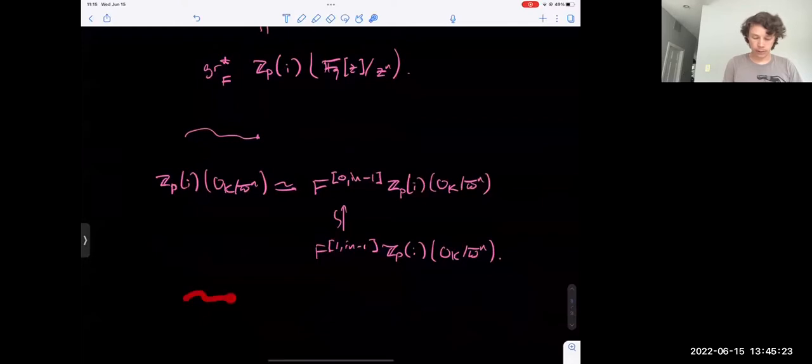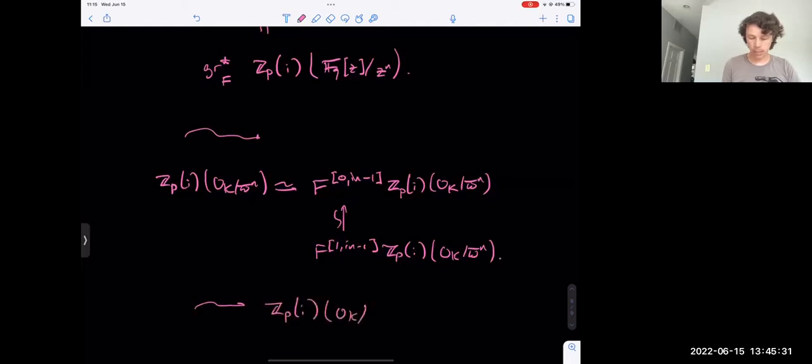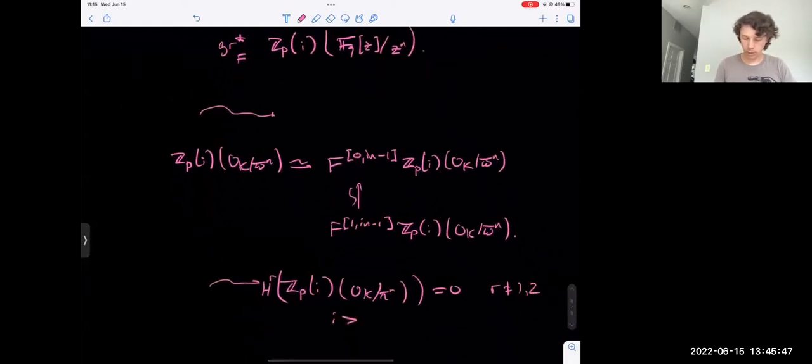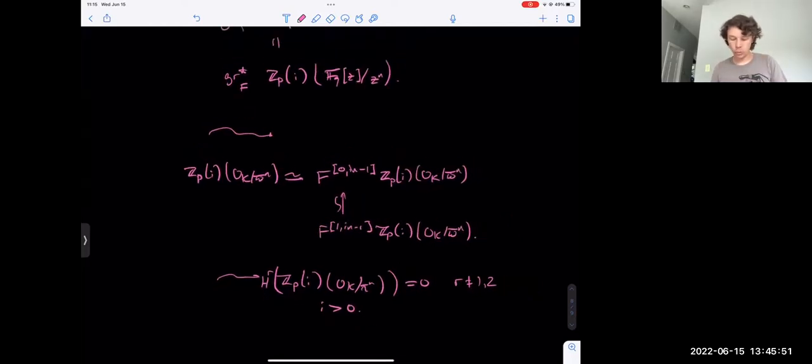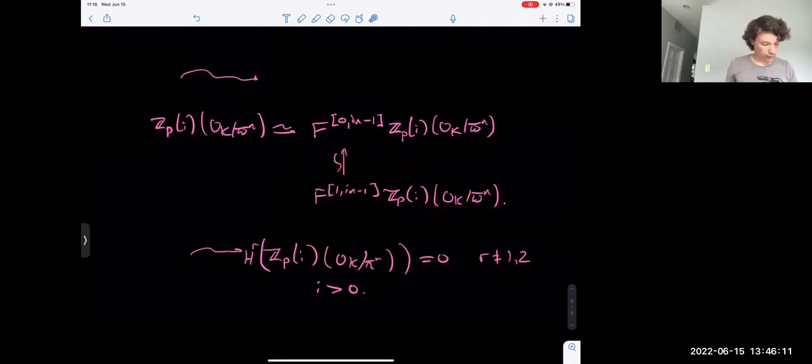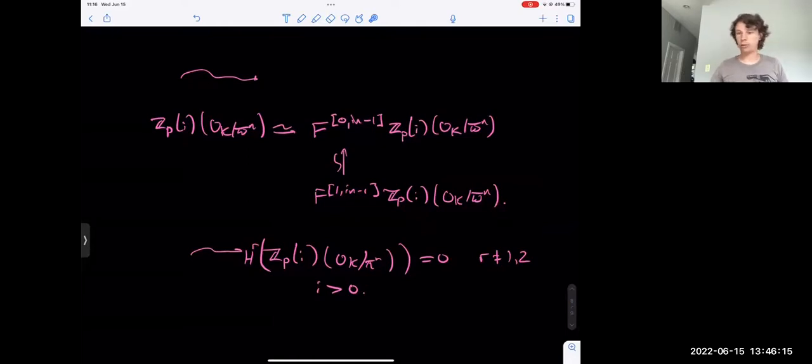And this is already enough to prove some things, like it's already enough to prove that the cohomology of Z_p(i) of O_K mod pi^n, H^r, is 0 for r not equal to 1 and 2. And this is for i positive. So there's some easy work to be done to say that these syntomic complexes aren't too big, and this is already enough to know that the spectral sequence degenerates and that there are no extension problems. And you get this finite filtration aspect of things. Okay, so this crystalline degeneration is very effective for showing some qualitative things about this.